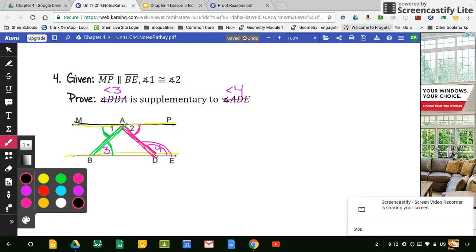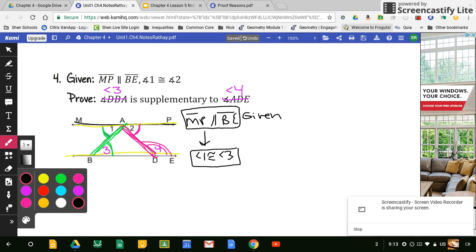So I'll start with my parallels. MP was parallel to BE. Was given. And from this, I did take a couple of things. One of the things I took was that angle 1 was congruent to angle 3. Our reason here is if parallel lines are cut by a transversal, then alternate interior angles are congruent.